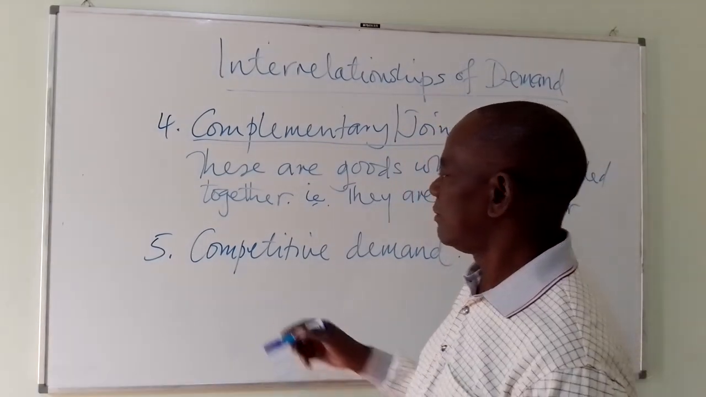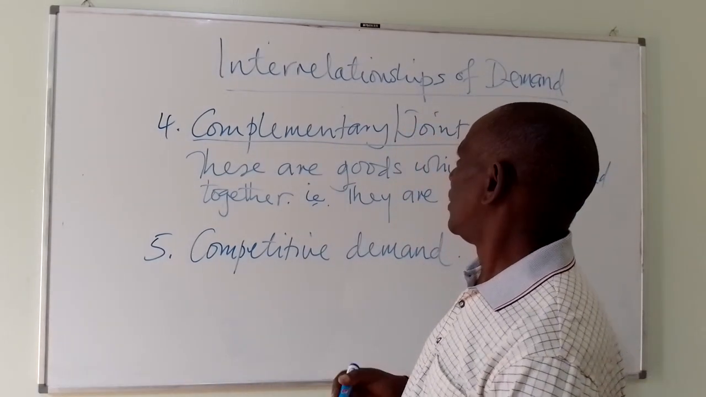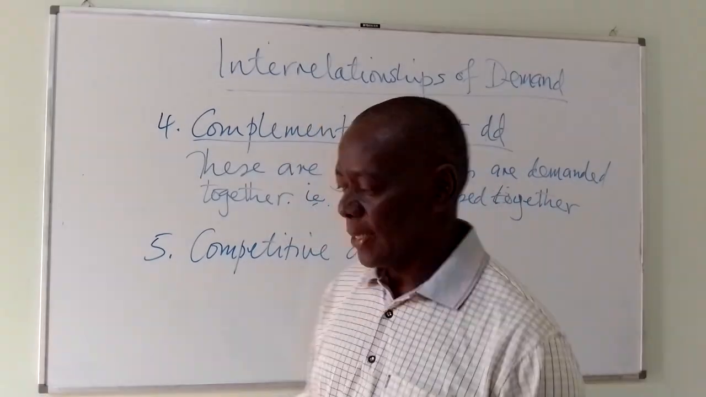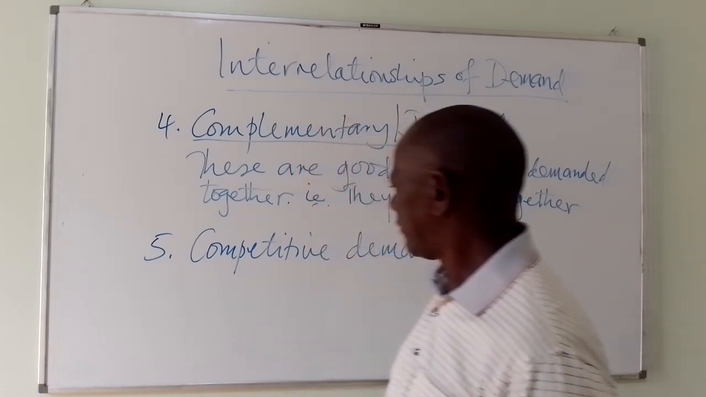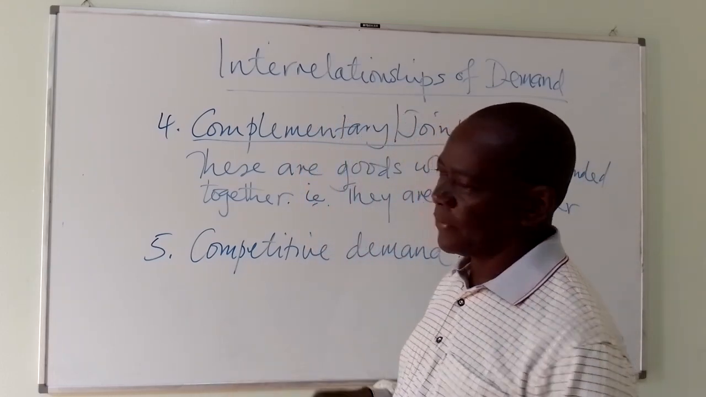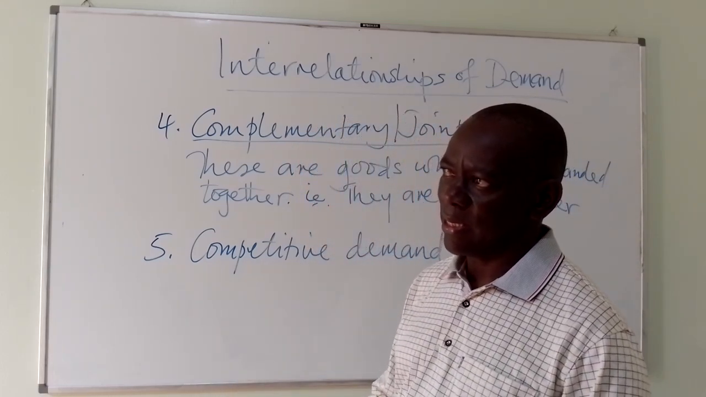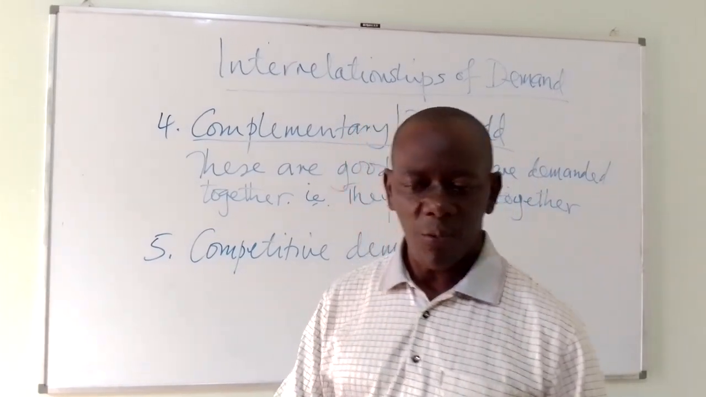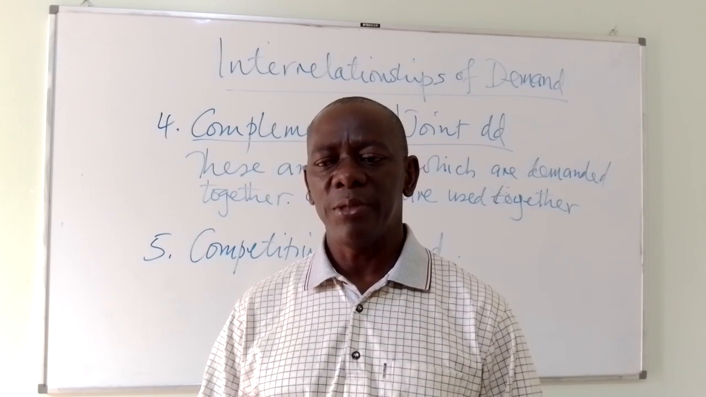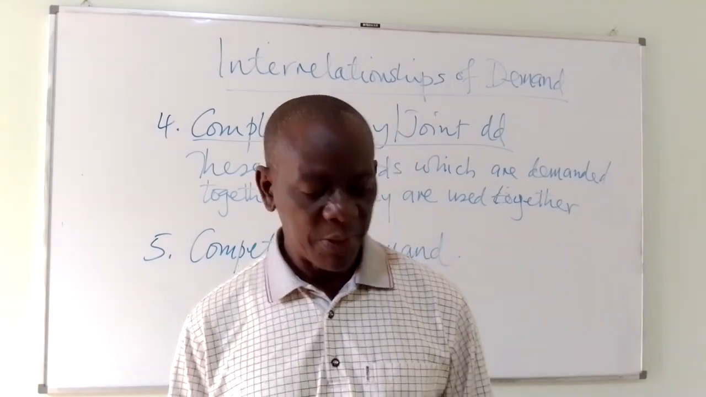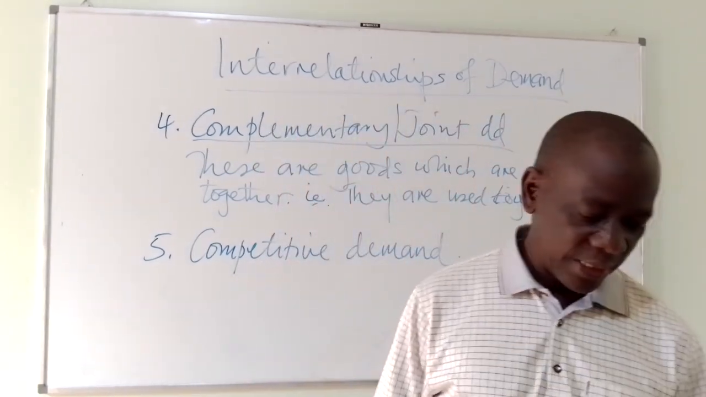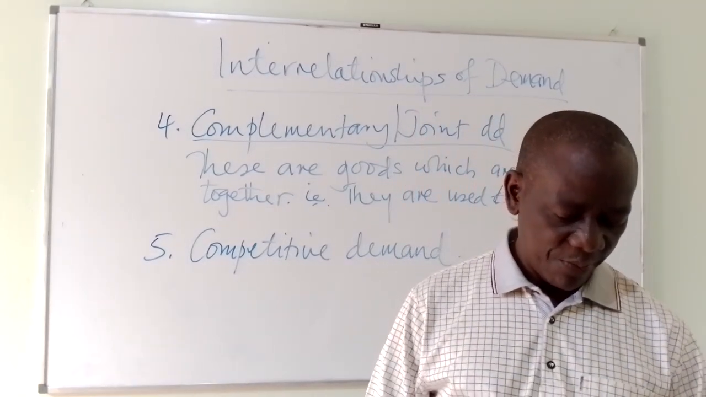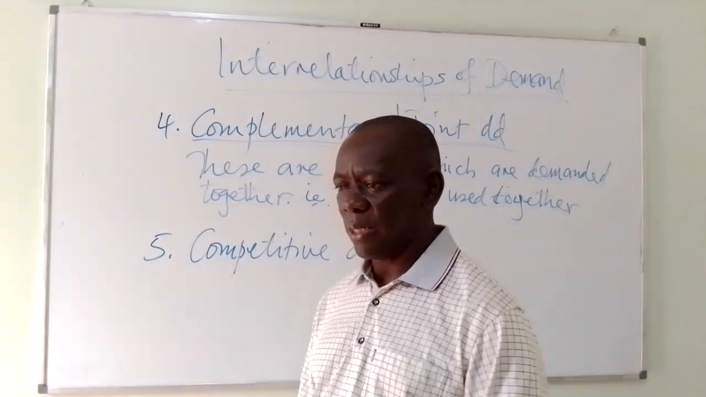So these are the types of interrelationships that we have with the demand. And it's very important to know their definitions as well as their examples. Where do they operate, and how do they operate? Especially the composite demand, the derived demand, competitive demand, complementary demand.